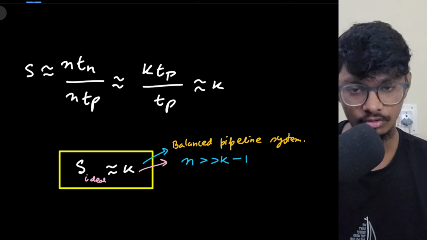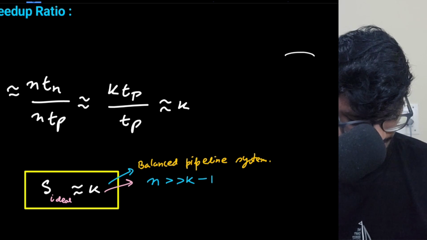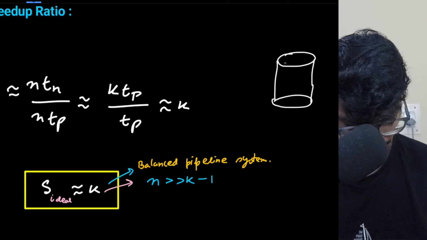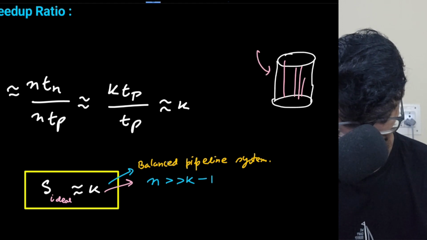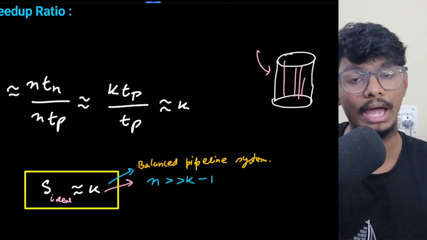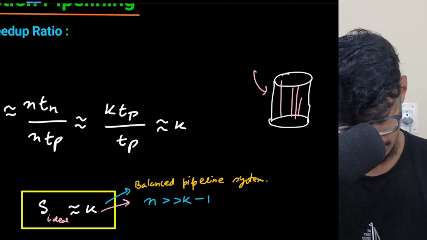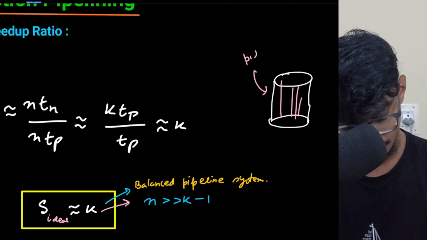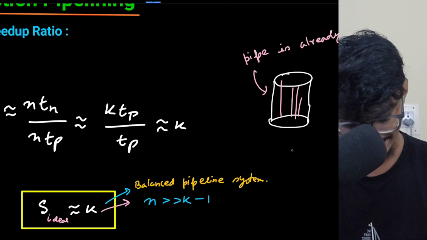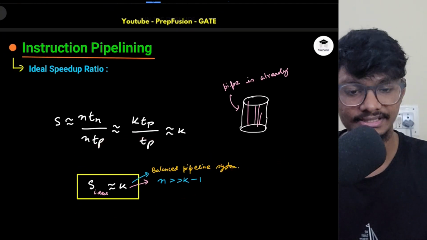Practically, the assumption here is that my pipe is actually already filled. That's why my n is greater. That's the physical significance of n greater than k minus 1. The pipe is already filled, so all stages are already working in parallel. So I am instantaneously getting some output whenever I am giving some input. That is the assumption, that this is my ideal speed up ratio.